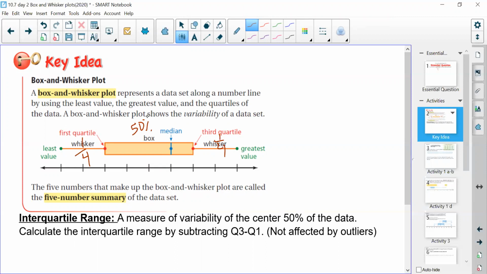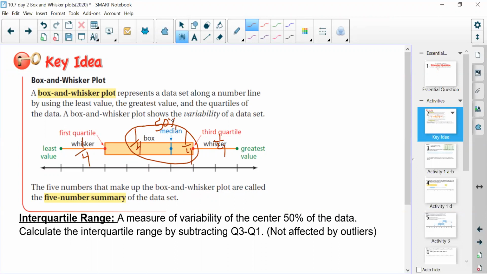Okay, so we have to be able to get these 4 pieces. I know we said 50% of the data is in the box, but check this out. Half is below the median, half is above the median. Those are the 4 quarters I'm talking about. And that 1/4 plus 1/4, of course, adds up to 50%, if you were wondering where I got 50%.